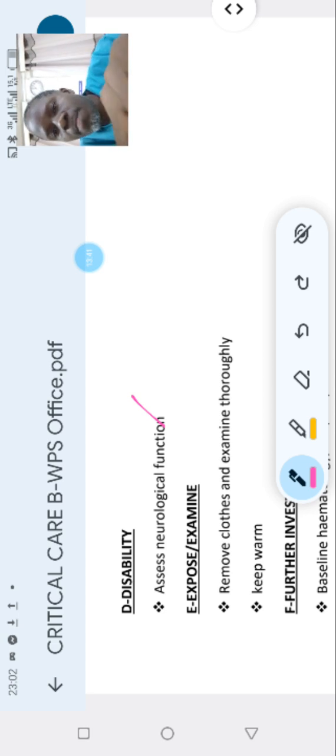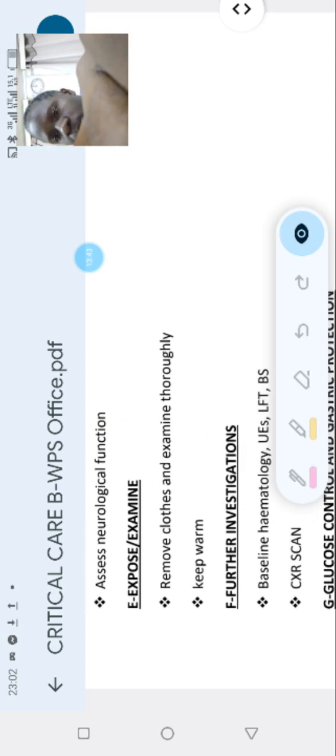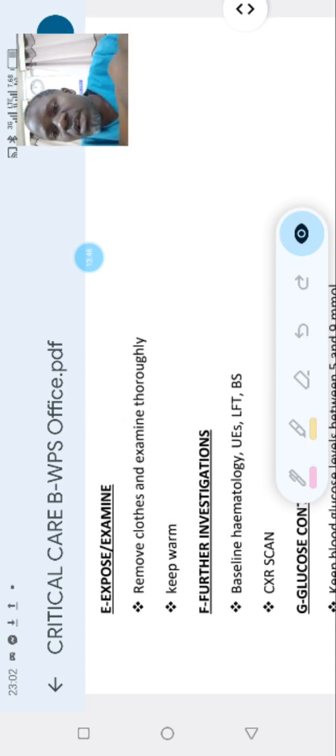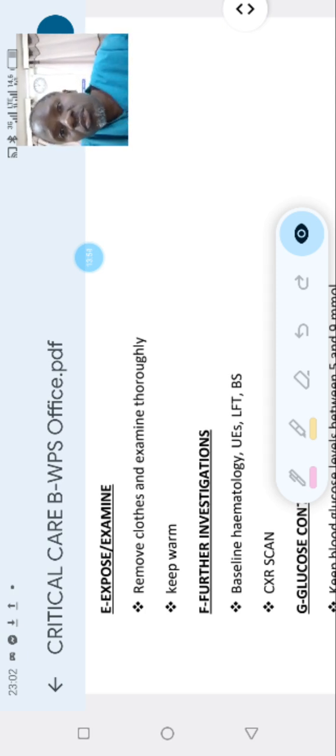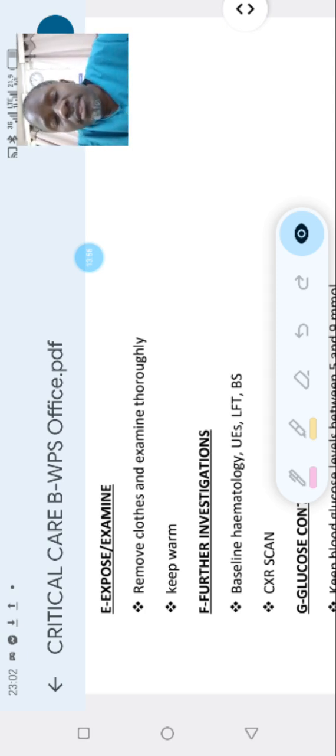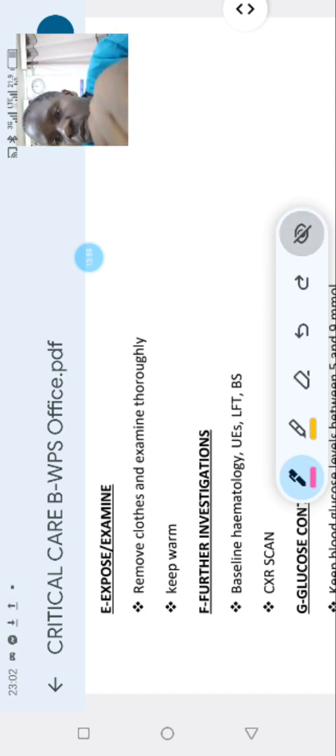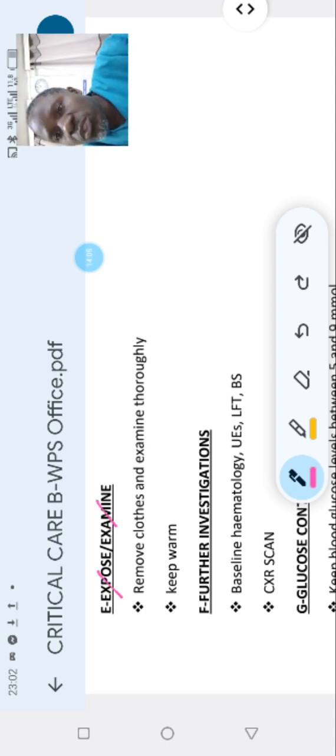Okay, so then we go to E. E is now whereby you have done the ABC. Okay, you've given the fluids, you've given the oxygen. Now you're going to examine. You're trying now to continue examining this patient. That's what I'm saying, exposure and examine. So now you're going to examine.